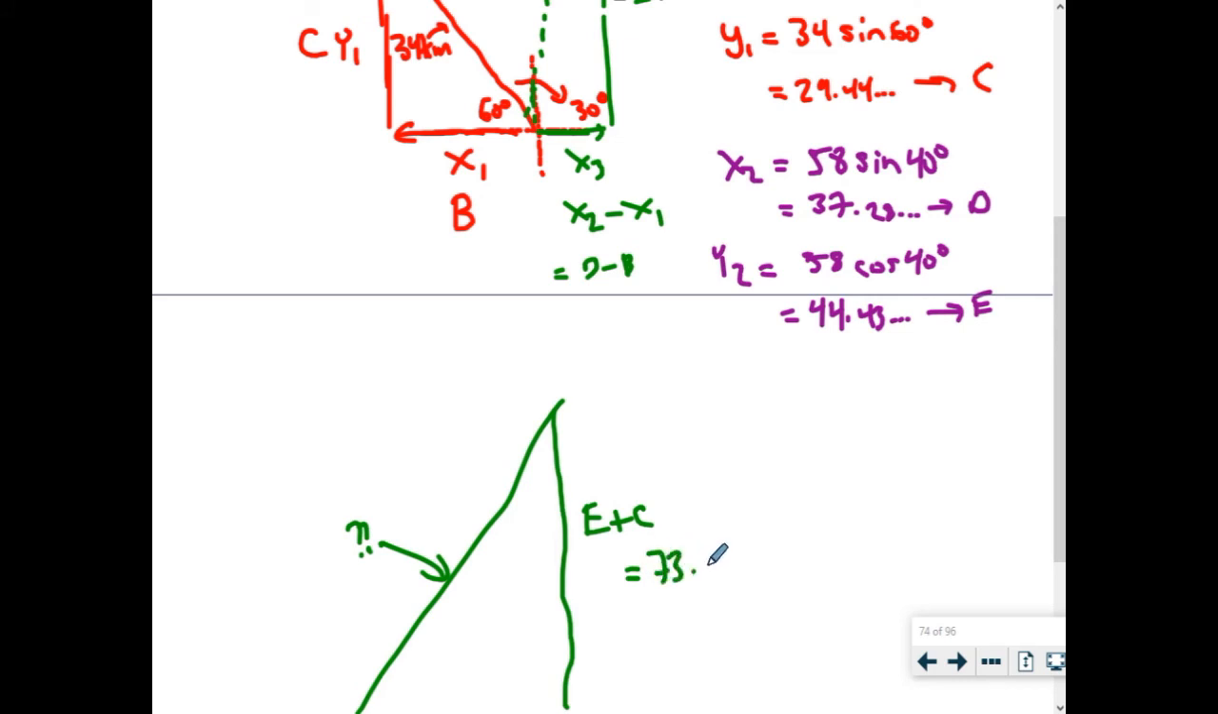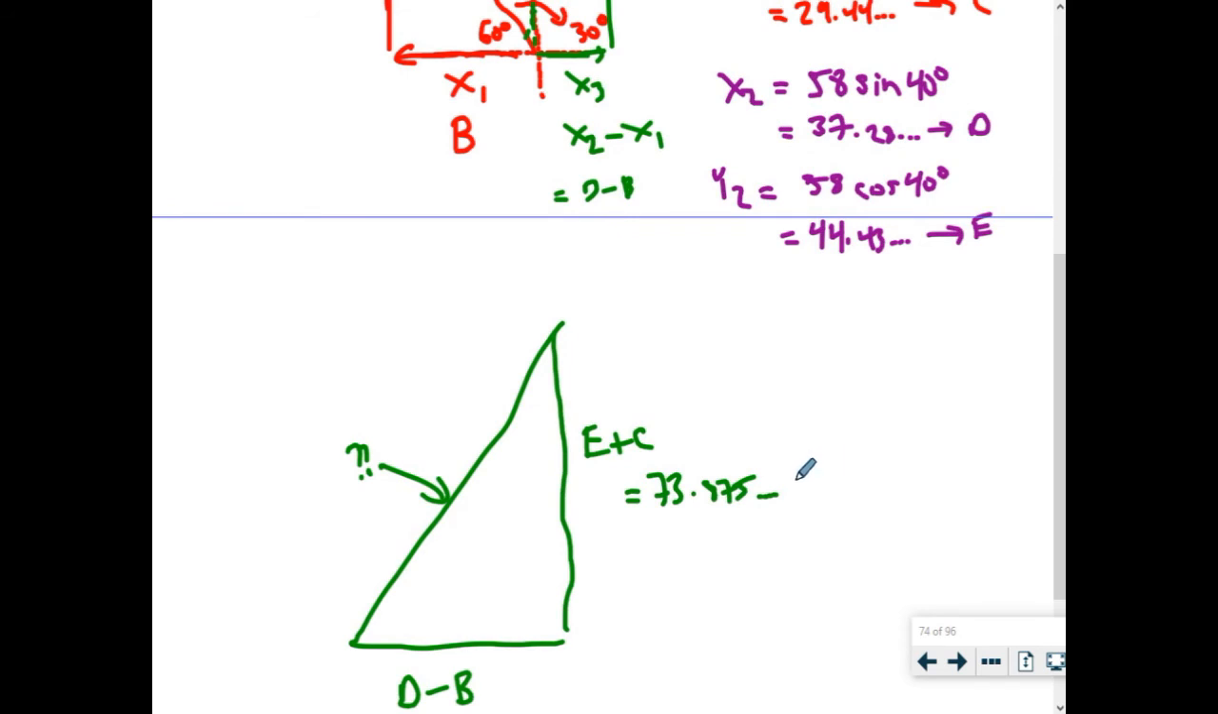I now have 73.875, etc. And this is my new net y value. And I'm going to store that as another letter. So what do I finish at? E, I'll store that as F. Store that as letter F.